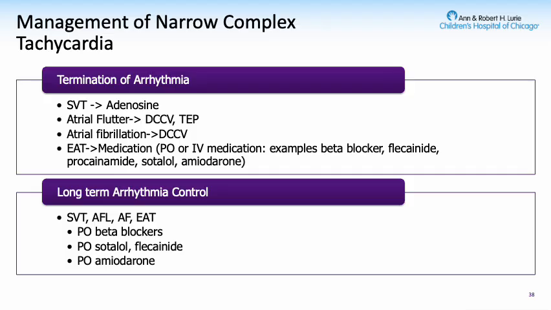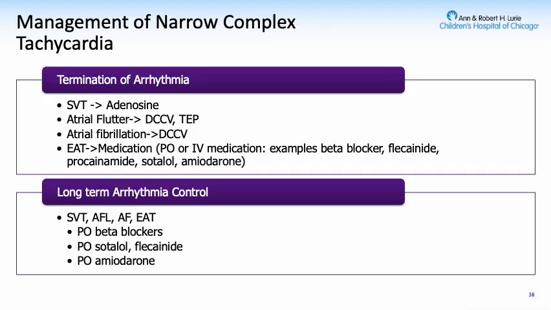Lastly, when we talk about management of narrow complex tachycardia, there's termination of arrhythmia. So how do you abort an arrhythmia? And then how do you maintain long-term control? So termination of arrhythmia, you all know this, but SVT, you can terminate it usually with adenosine. Atrial flutter requires cardioversion, or if you have an EP on site, sometimes we can transesophageal pace. Atrial fibrillation requires cardioversion. Ectopic atrial tachycardia as an automatic tachycardia requires medication. So it's going to need a beta blocker or flecainide or procainamide or sotalol or IV amiodarone, and we are here to help you manage that.